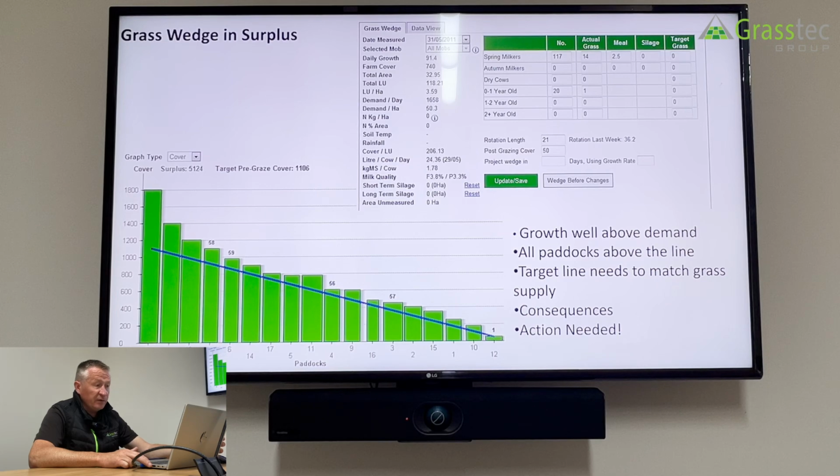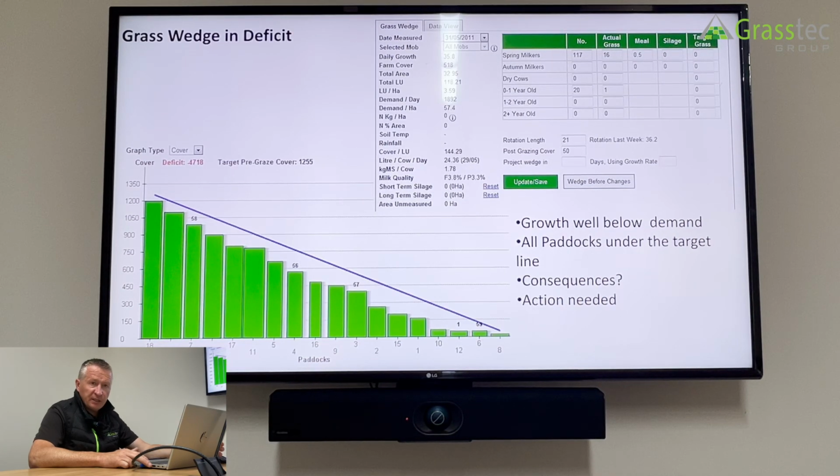If it is, great. If it's not, well, then the next step is to take out some surplus paddocks for silage, be they pit silage or round bale silage. And again, what you're doing there is you're taking out area, so that means that the demand will rise again. So the blue line will actually rise a bit more when you do that as well. Okay, so it's an example of a wedge in surplus.